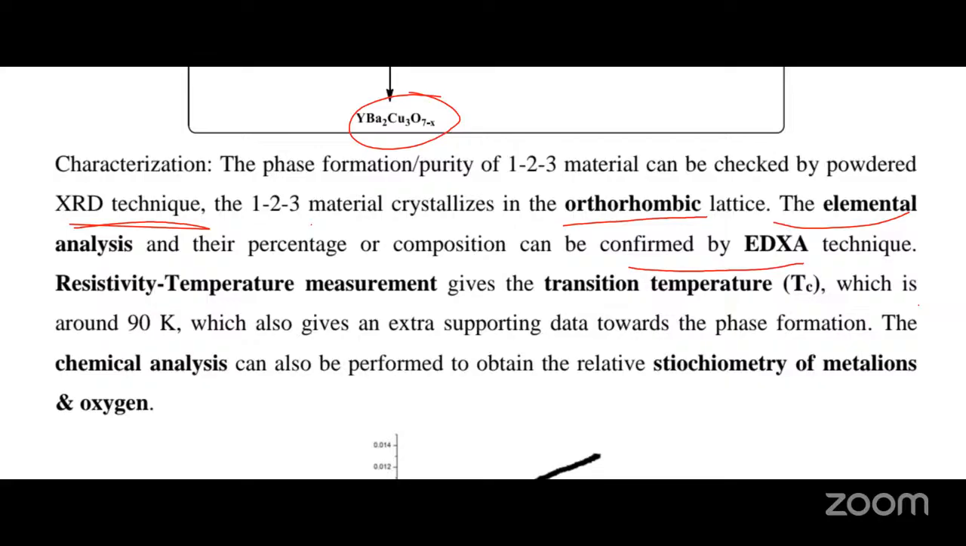And the resistivity and temperature measurement gives the transition temperature. The stoichiometry of oxygen and the other elements will also be considered with the help of all this information, EDT analysis, XRD analysis and some other suitable methods. So this is the preparation of 1, 2, 3 materials, characterized by various techniques.